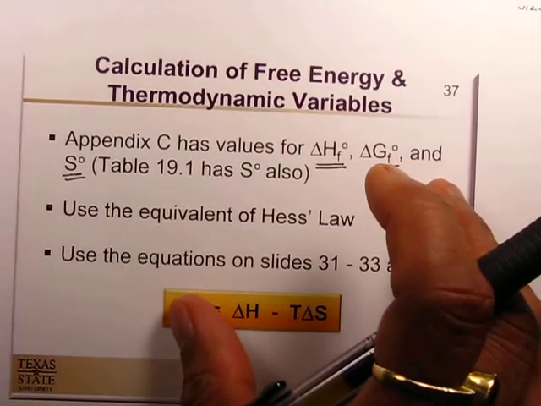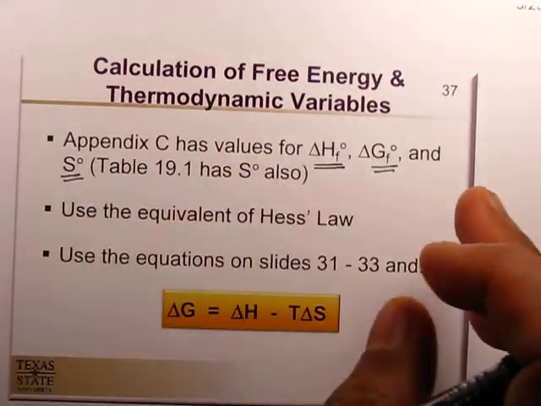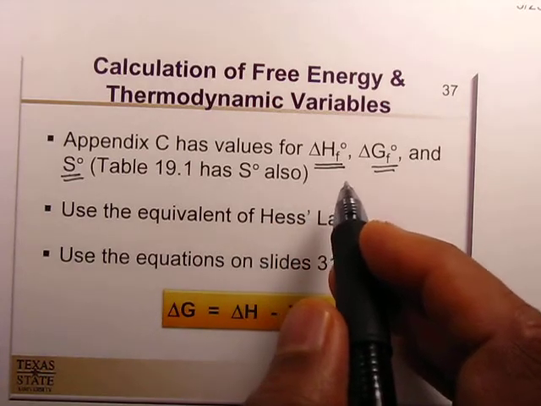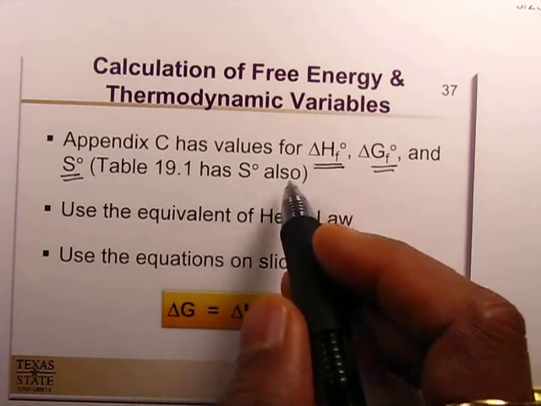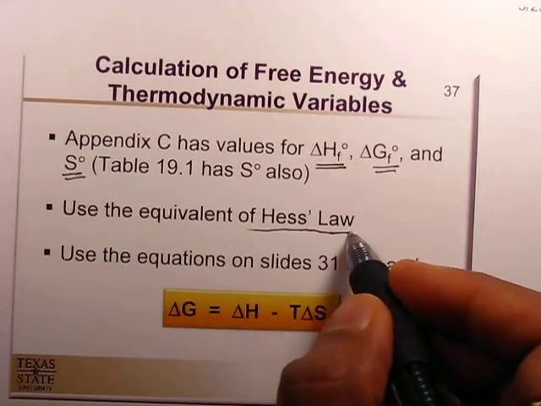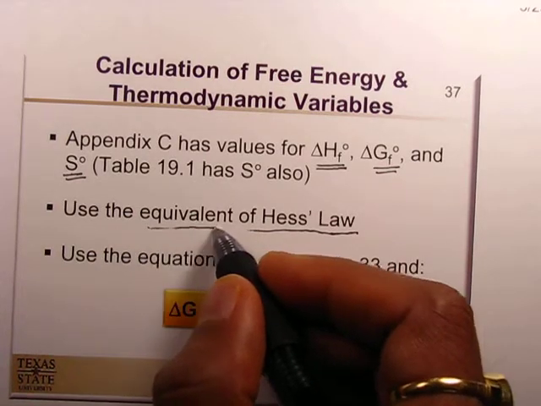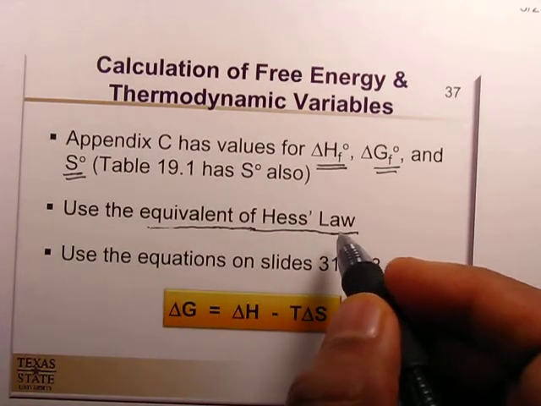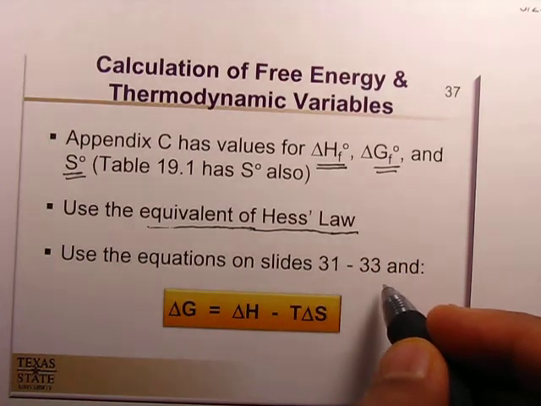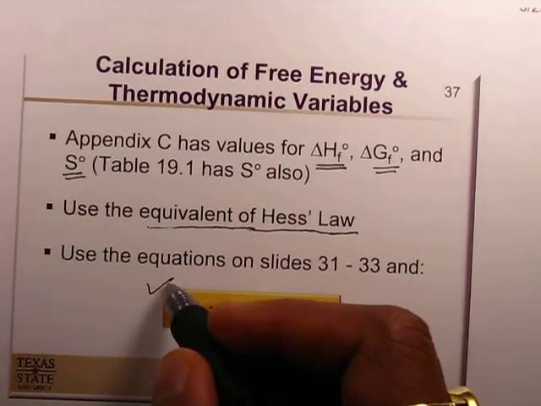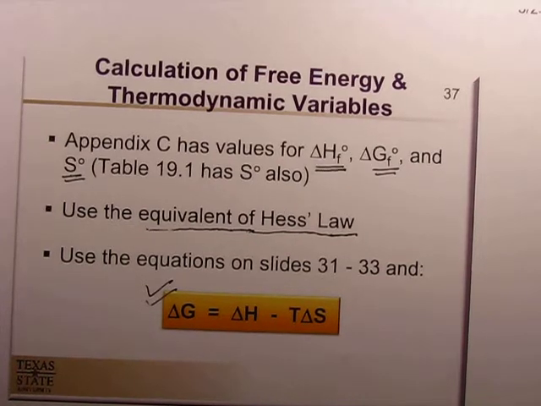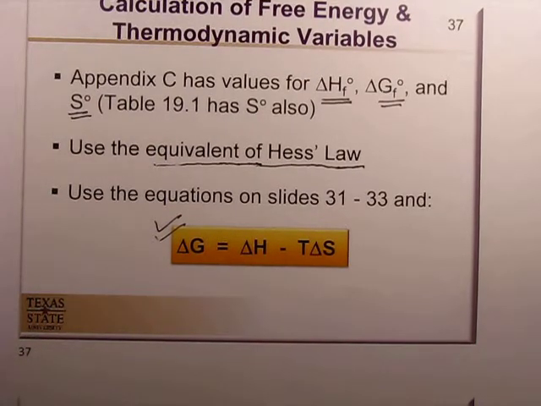In the current book they are usually in appendix C at the back, and also table 19.1 has the standard entropy values. Use the equivalent of Hess's law. If you remember the thermochemistry from the previous chapter, we have already studied Hess's law. We will use that one, and use the equations on slides 31 and 33. This is the most common equation we are going to use, but we will use some other equations as well.